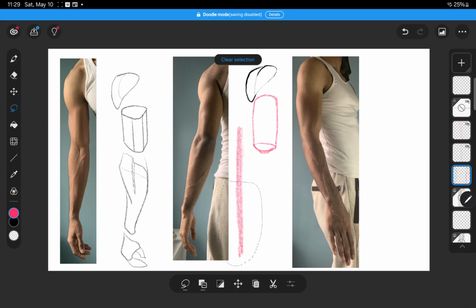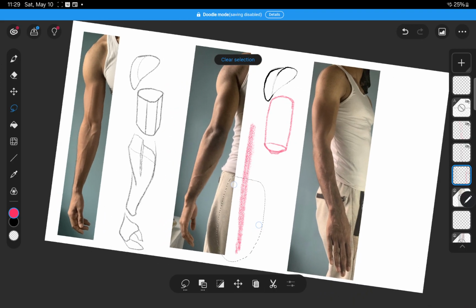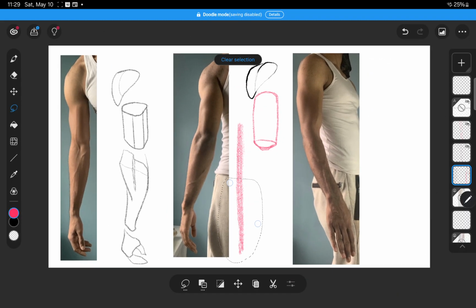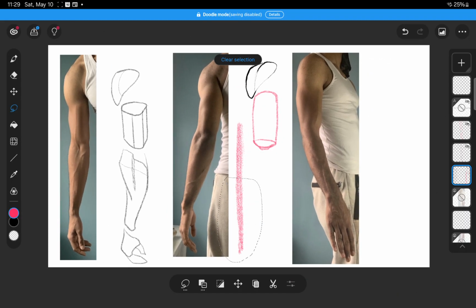How do I rotate this? Oh, no, not the canvas. Crap. How do I... There's got to be a way to rotate this. Can you tell that I'm not familiar with this program?